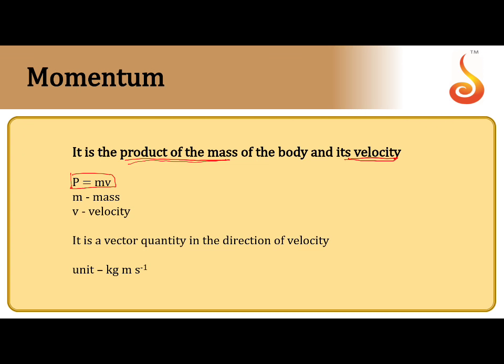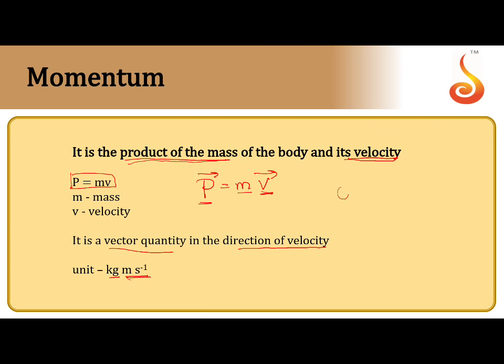Again, if you observe, velocity is a vector quantity, therefore momentum is also a vector quantity, mass into velocity. Whatever is the direction of velocity will be the direction of the momentum. The unit for momentum is kg meter per second. Mass is in kilogram, velocity is in meter per second.